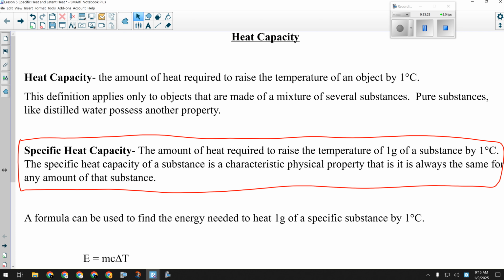So when it comes right down to it, it is the amount of heat required to raise the temperature of 1 gram of a material by 1 degree Celsius. Its units are joules per gram degree Celsius. The amount of energy needed to heat 1 gram by 1 degree Celsius. So the units are joules per gram degree Celsius.